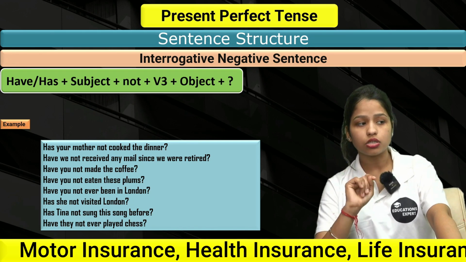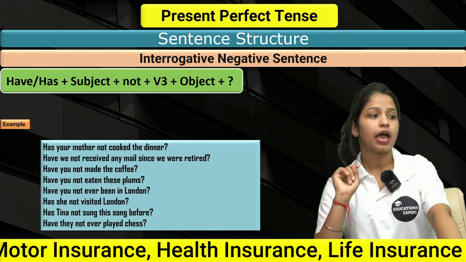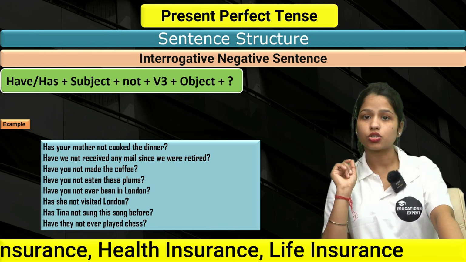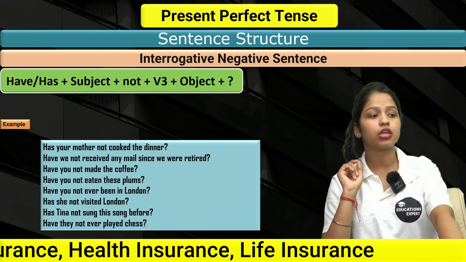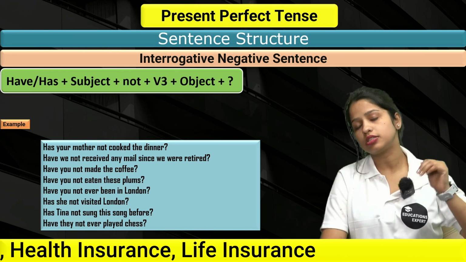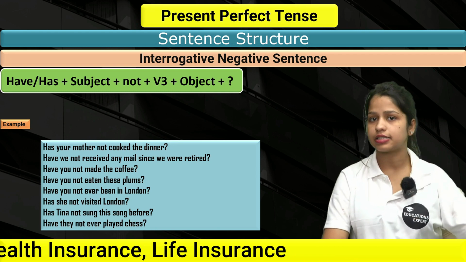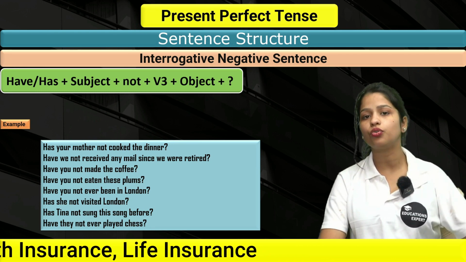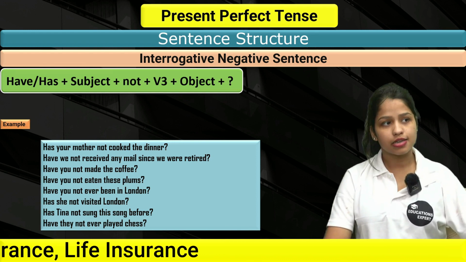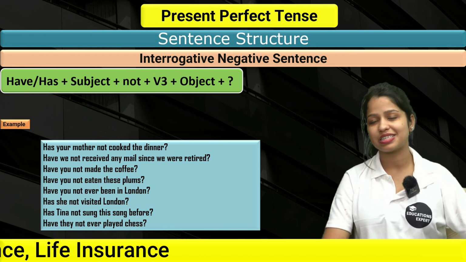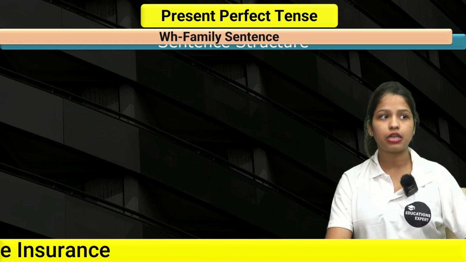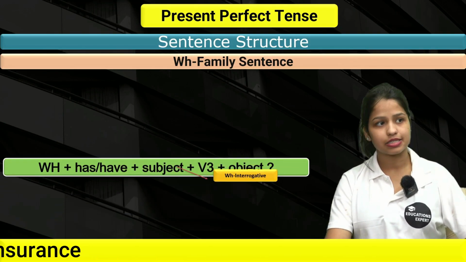Have you not ever been to London? Has she not visited London? Has Tina not sung this song before? Have they not ever played chess? Right? So this is your sentence structure for interrogative negative sentences. I hope this is clear for you. Let's move forward and understand the last slide of this present tense, which is based on double interrogative sentences.